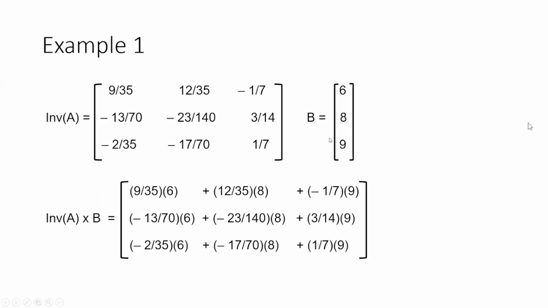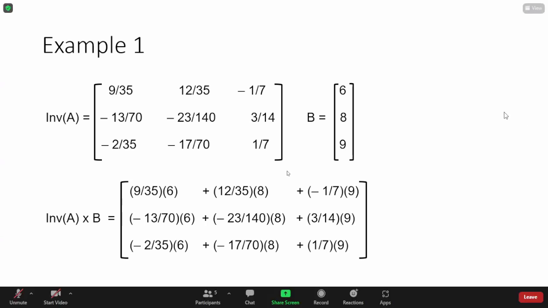So once you have that, this is what you do next. So copy 9 over 35, negative 13 over 70, negative 2 over 35 times 6, plus copy again times 8, plus copy this again times 9. Get it? Same procedure pa rin. Nasundan? And then you add them up.